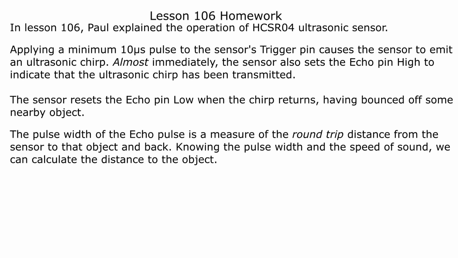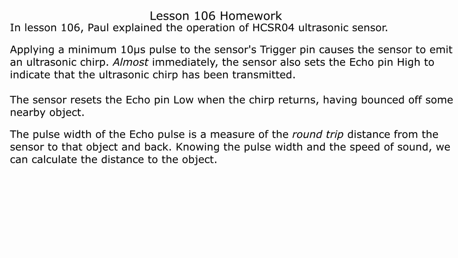In Lesson 106, Paul explained the operation of the HCSR04 ultrasonic sensor. Applying a minimum 10 microsecond pulse to the sensor's trigger pin causes the sensor to emit an ultrasonic chirp. Almost immediately, the sensor also sets the echo pin high to indicate that the ultrasonic chirp has been transmitted.